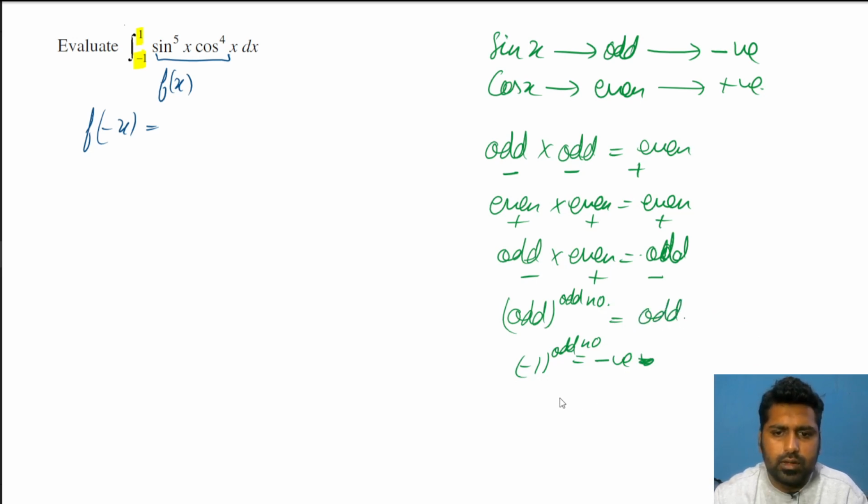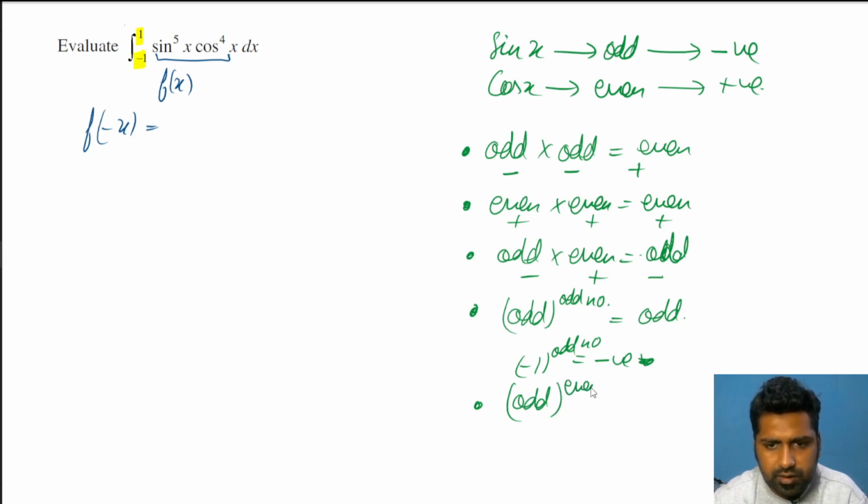What is an odd function raised to an odd power? We have done that now. So an odd function raised to an even power: odd is negative, -1 raised to an even number. Negative raised to an even power is positive, that means even.